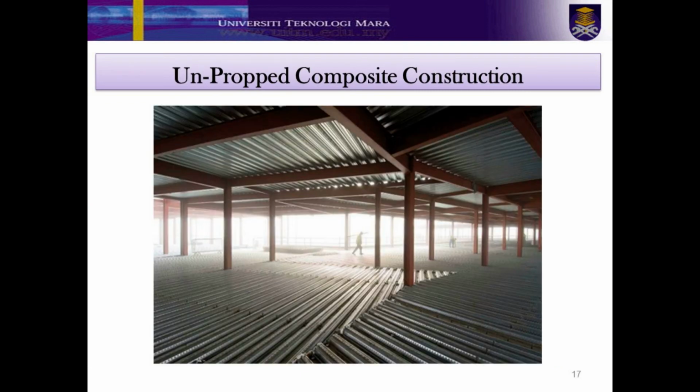This picture shows an example of un-propped composite construction. In the un-propped method, the prefabricated units are made strong enough to support the dead load of wet concrete and any constructional live load and load due to accidental formwork.